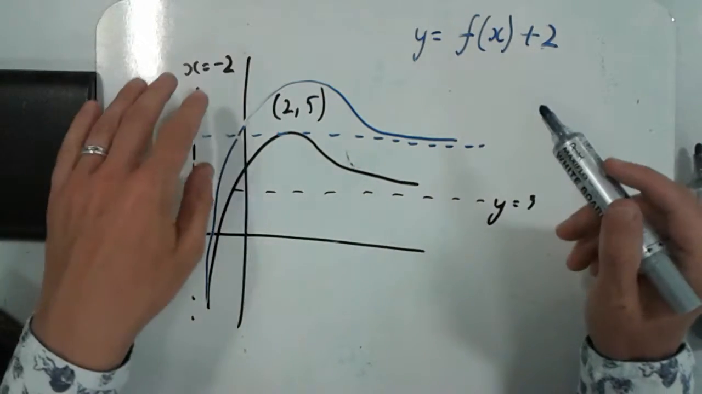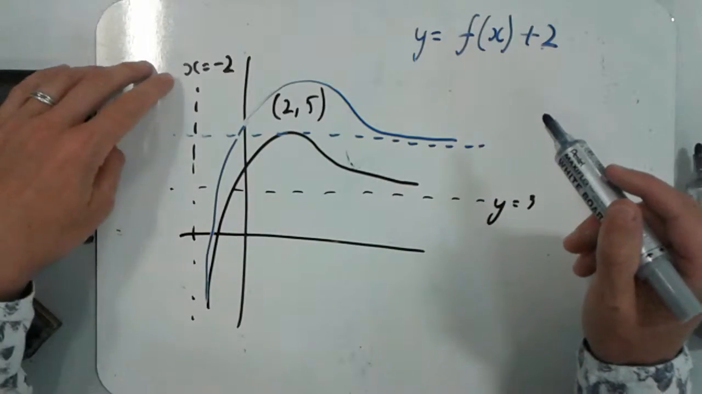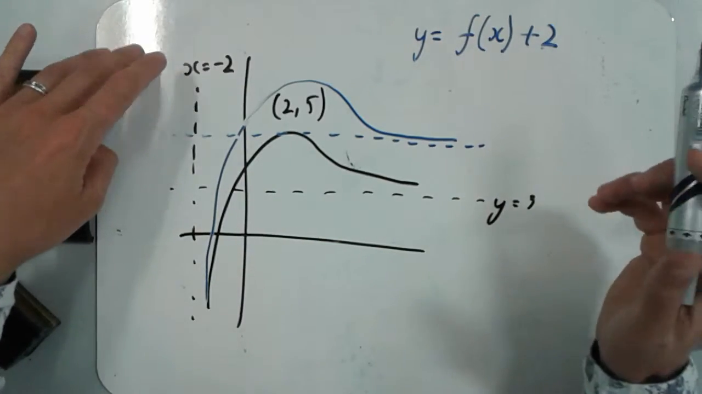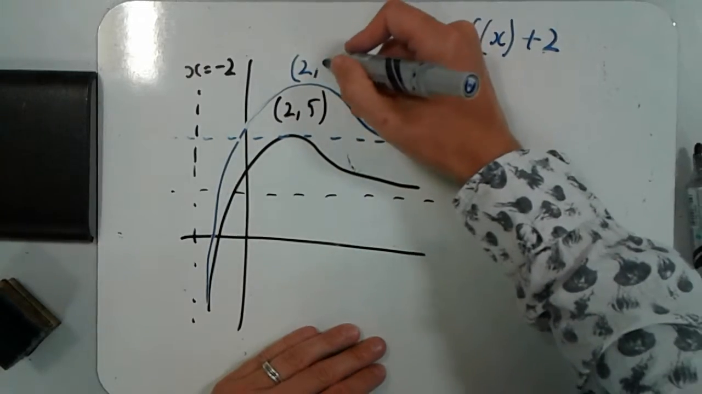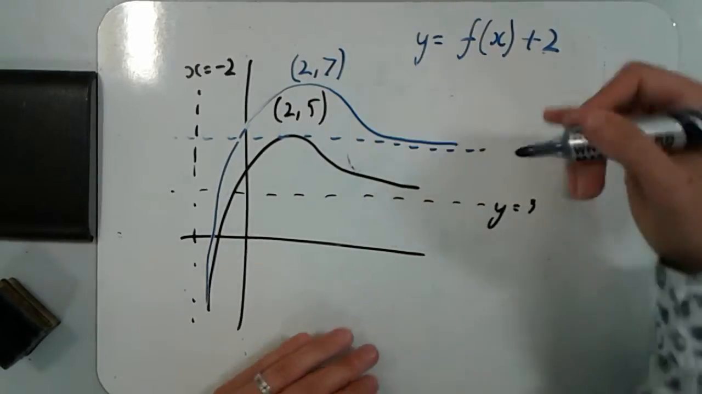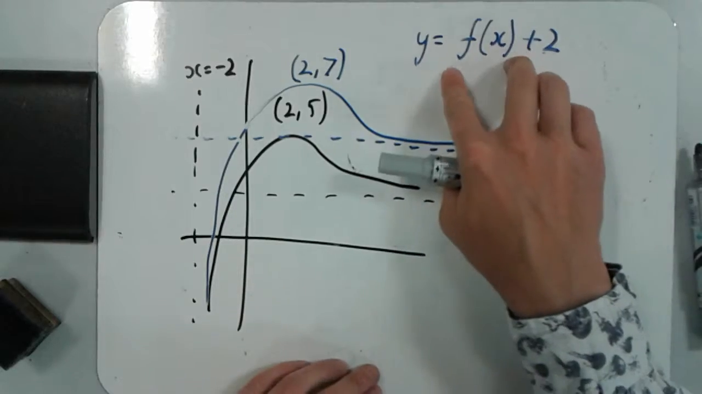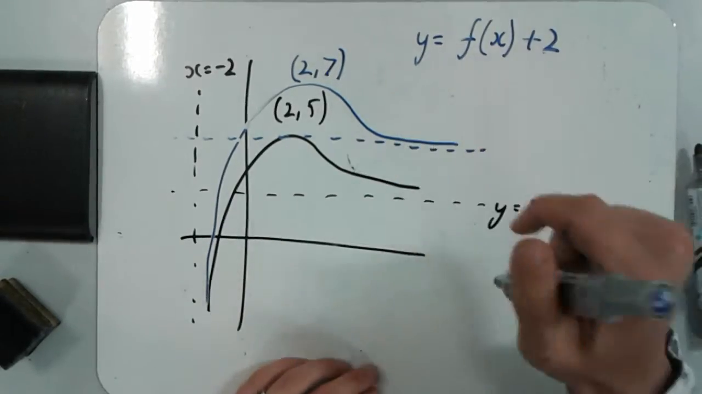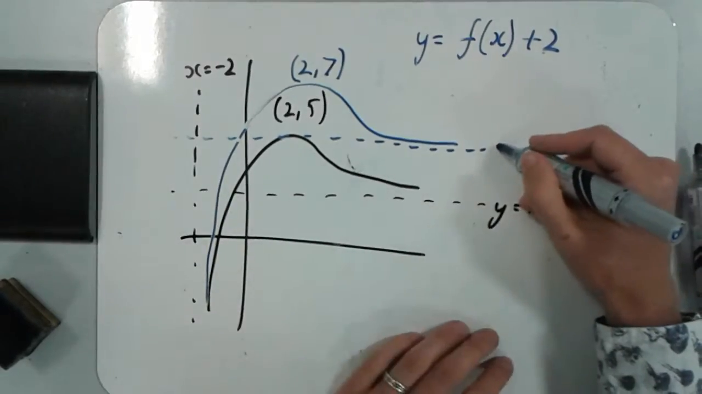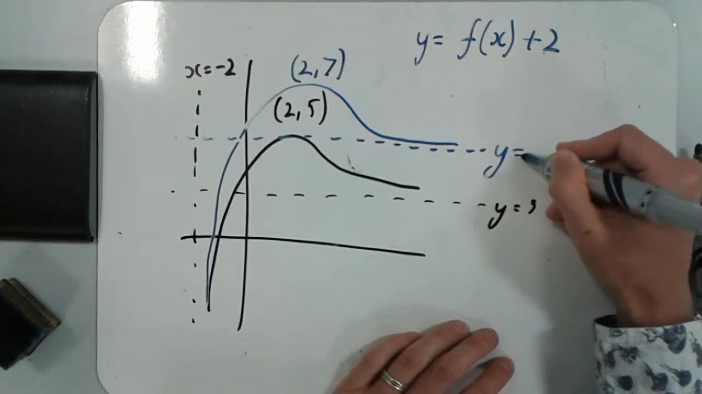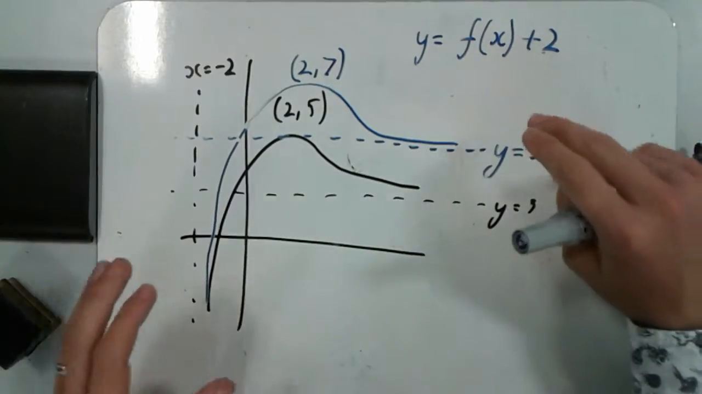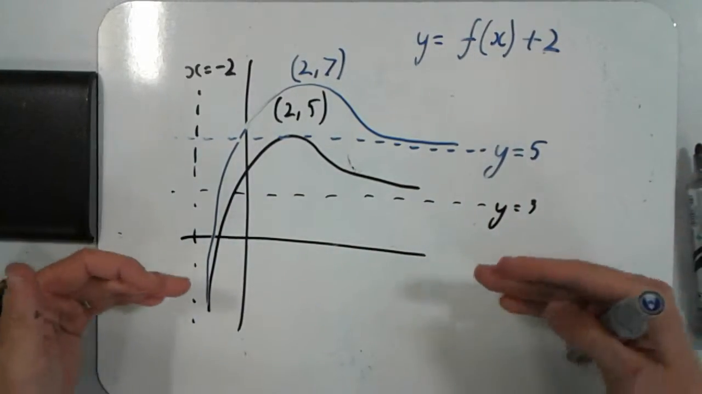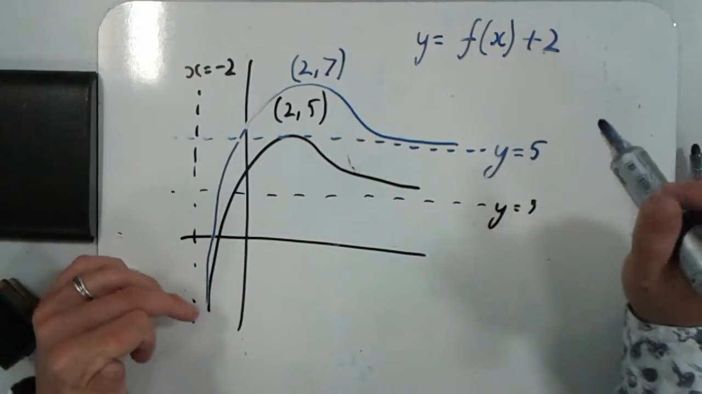As we said previously, the x values are unaffected. That asymptote is still at x equals minus 2. This turning point still has an x coordinate of 2, but its y coordinate has been moved up by 2. The same values of the function, and then we add 2 to them. This asymptote will also move, and it will move up to 5. Again, we can do that with no knowledge of what the function is. We just know how that transformation will affect the graph.